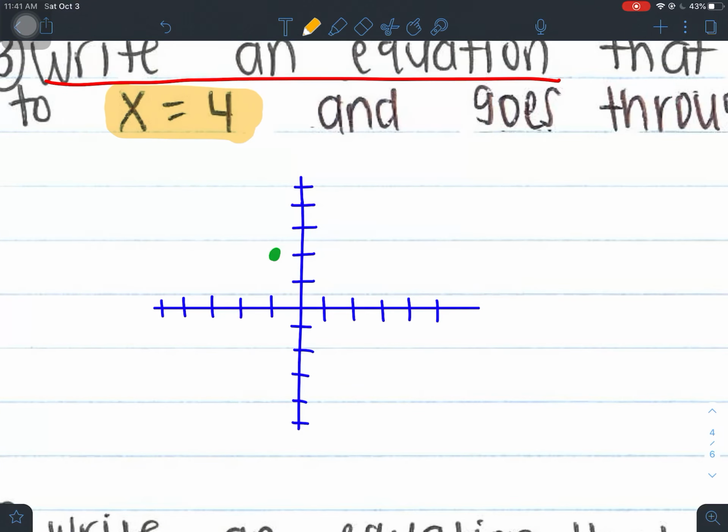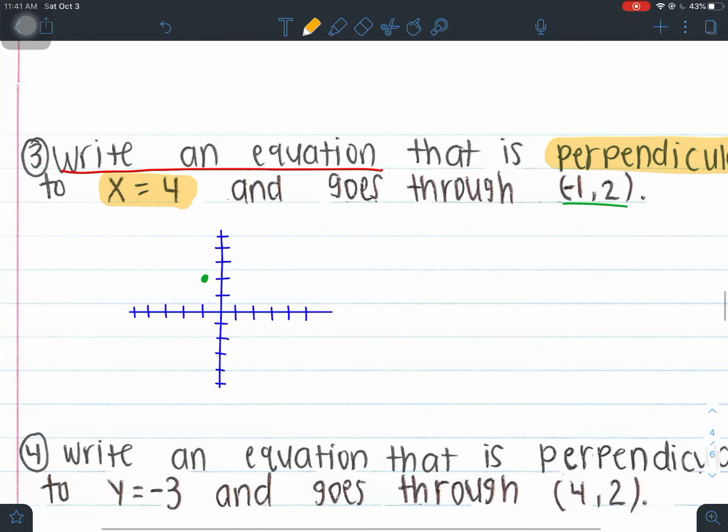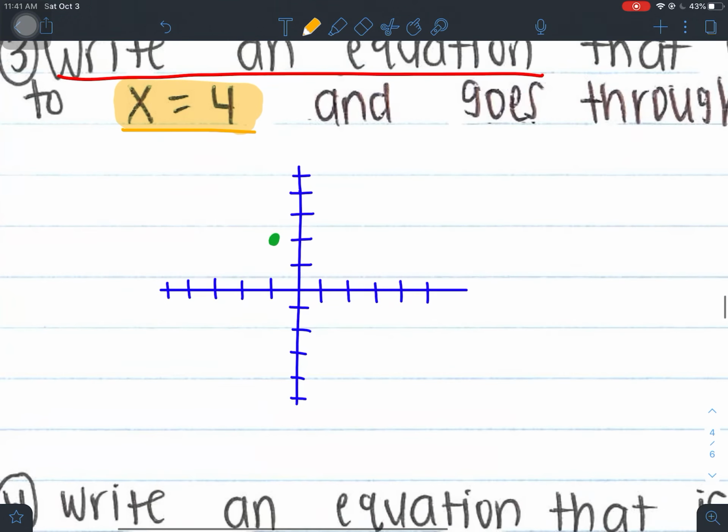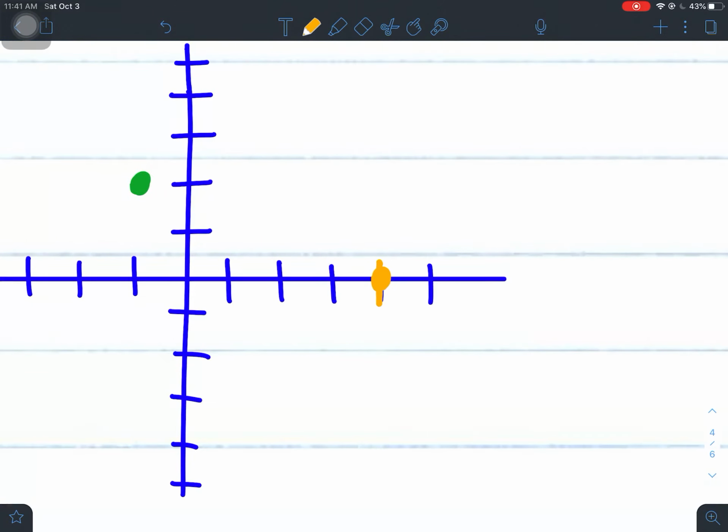Now I'm going to graph the line x equals 4. So how would I graph this line here? Well, x equals 4 is going to be on the x-axis. Okay, so you're going to go to the x-axis at +4. And it's going to be a line that goes through that. Now you see how the tick mark goes up and down like this? Well, that line is going to go straight up and down.